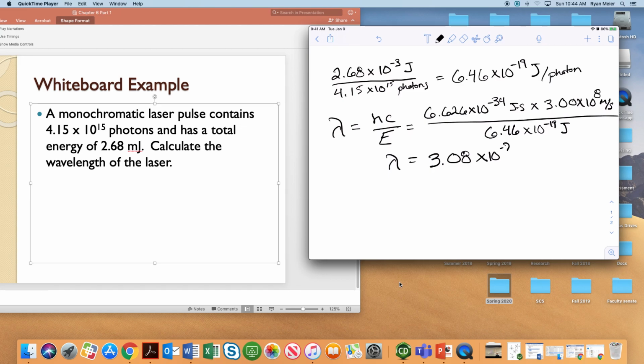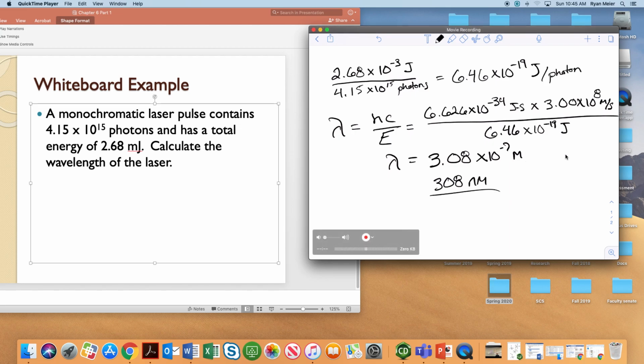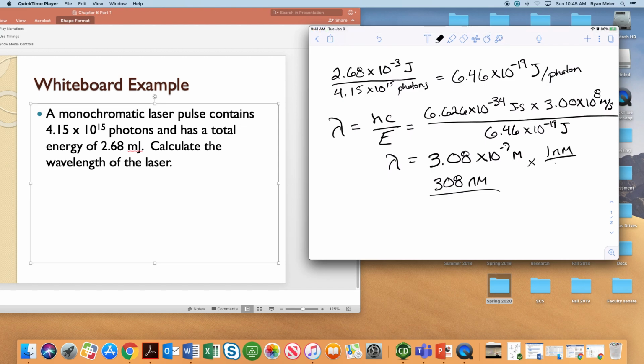And so if we're looking at this, this is, again, units of meters. A lot of times, like this question, I didn't actually specify the units. So a lot of times you do probably want that in nanometers. So if I convert that to nanometers, that's 308 nanometers, right? And again, to go from meters to nanometers, if I wanted to show that conversion, say times 1 nanometer over 10 to the minus 9 meters. So 308 nanometers should be the wavelength for all of those photons in this particular laser pulse.